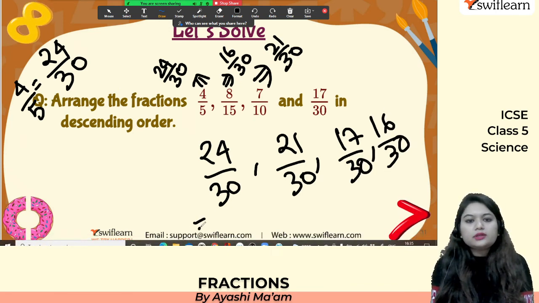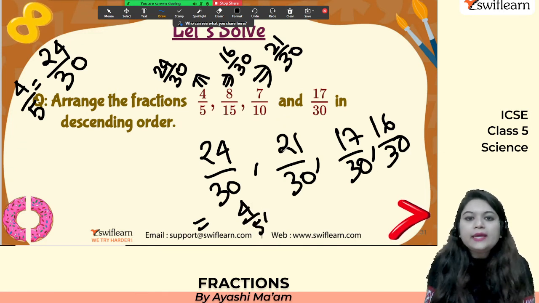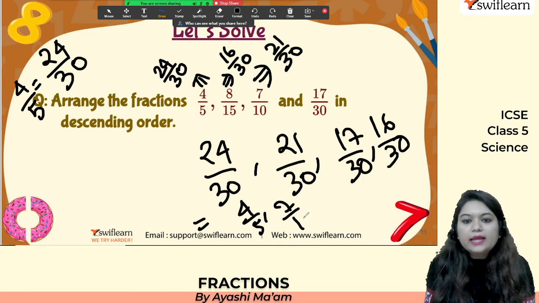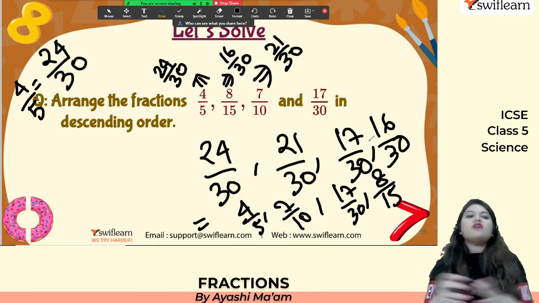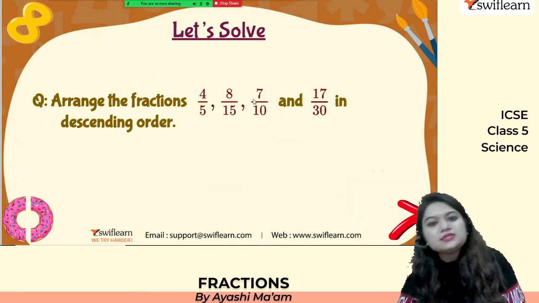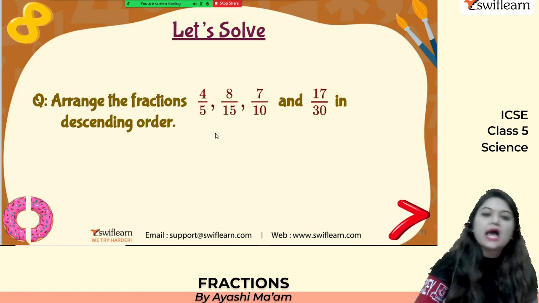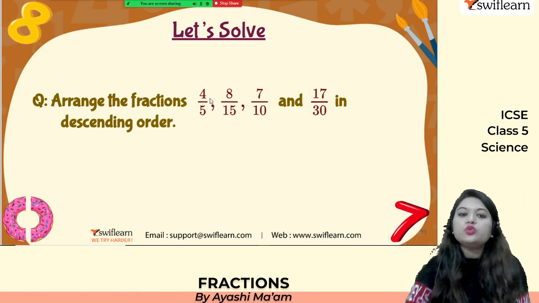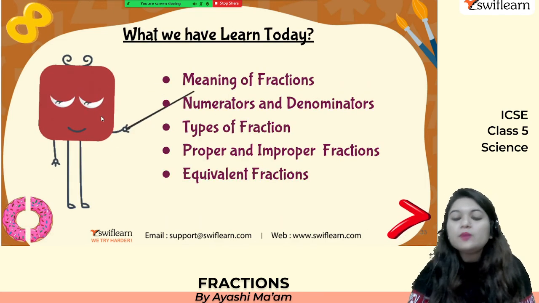That means what? 24 by 30 means 4 by 5. 21 by 30 means 7 by 10. 17 by 30 means the fraction is already given as 17 by 30 and 16 by 30 means 8 by 15. See, this is how we have arranged all the fractions in descending order. So simply find out the LCM, divide the LCM with the individual denominators. Whatever answer you will get as quotient, multiply that quotient with both the numerator and denominator. Then you can simply arrange it.